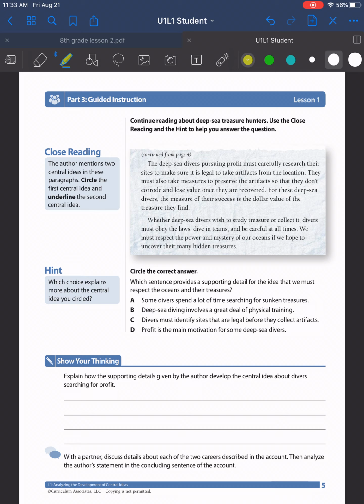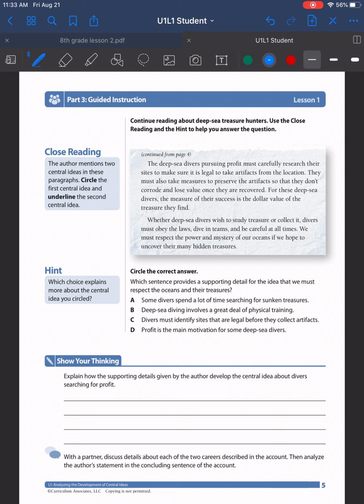Okay, let's do this. The deep sea divers pursuing profit must carefully research their sites to make sure it's legal to take artifacts from the location. They must also take measures to preserve the artifacts so that they don't corrode and lose their value once they're recovered. For these deep sea divers, the measure of their success is the dollar value of the treasure they find. All right, so what would you say is the main idea of that first paragraph?